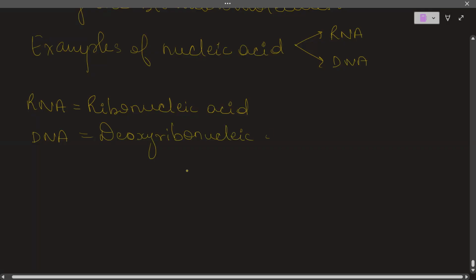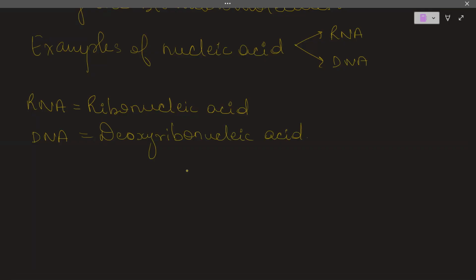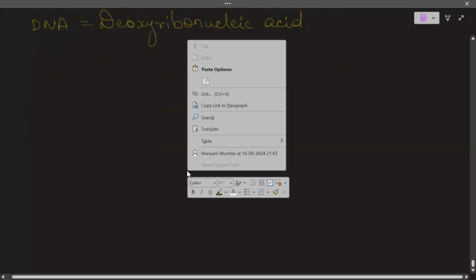What do you think is the difference? Both of them are nucleic acids, so what is the difference between them? Ma'am, in DNA, there's a sugar present called deoxyribose. No, in DNA, the sugar does not have the OH group, so that sugar becomes deoxyribose sugar. Wait, I'll tell you how.